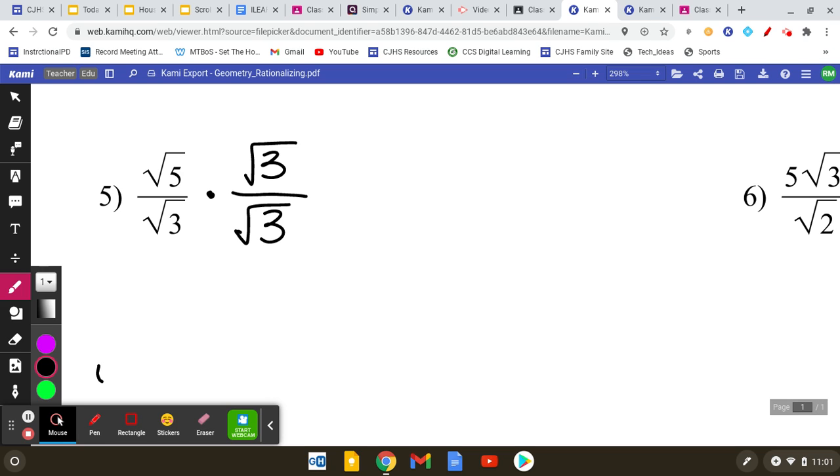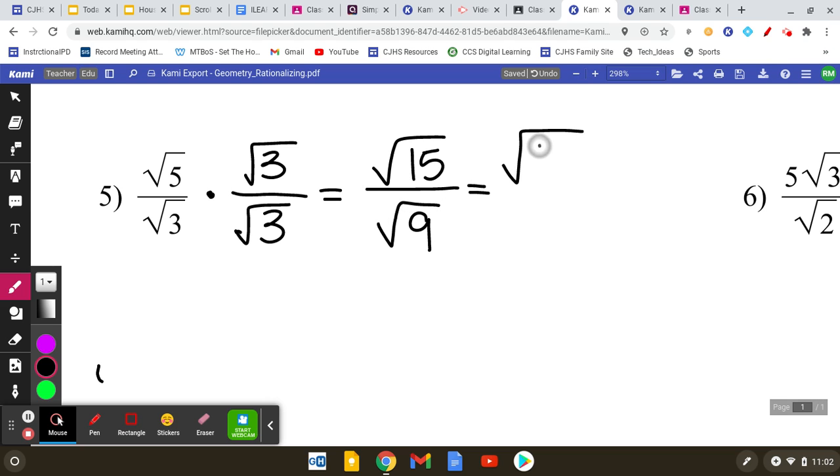And the way to get rid of the square root on the bottom is we're going to use whatever square root that is for the top and the bottom. Let's multiply this out. So what's square root 5 times square root 3? What's square root 3 times square root 3? What is the square root of 9? 3. Do we have a square root in the bottom anymore? No. That's our answer.